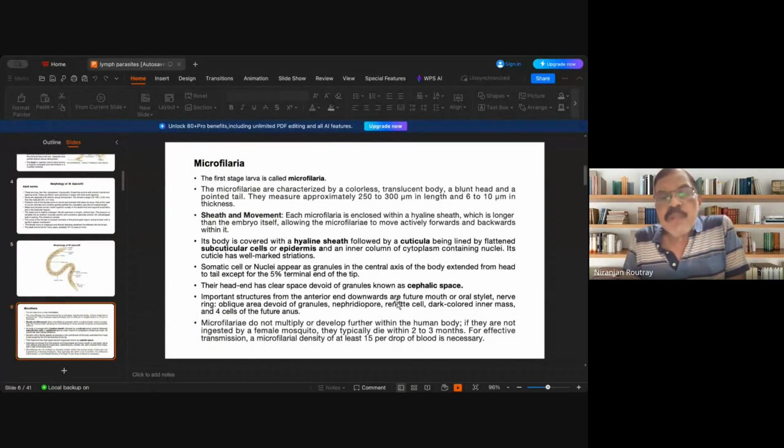For effective transmission, a microfilarial density of at least 15 per drop of blood is necessary. So here, 15 per drop means in one drop of blood, there should be at least 15 microfilariae. Then only there is a chance for transmission or entry into the female mosquito.